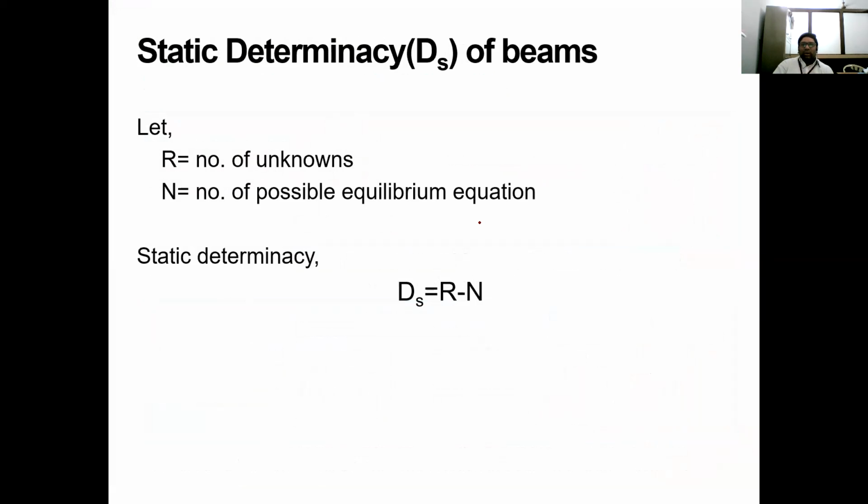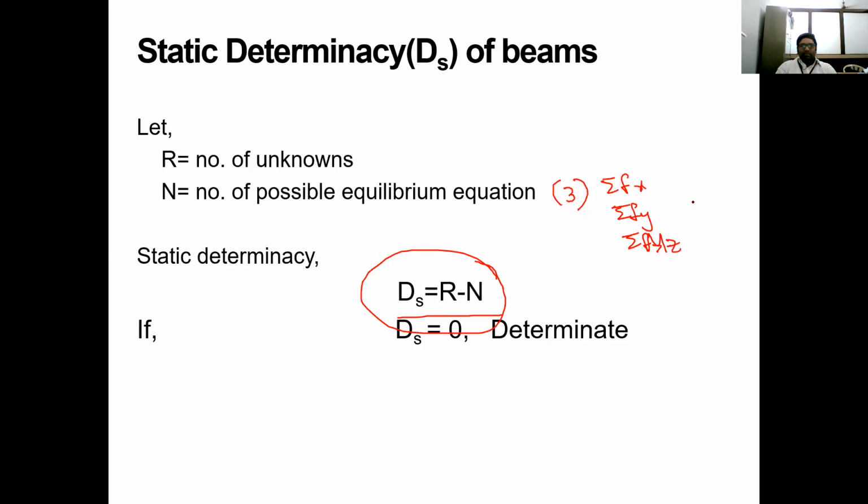So as we have already seen, degree of static indeterminacy is given by the equation R minus N, that is number of unknown reactions minus number of equations of equilibrium, and this is always 3: sigma Fx, sigma Fy, and sigma Mz. If Ds is equal to 0, then it is considered to be determinate. If Ds is greater than or equal to 1, that is degree of static indeterminacy, then it is called an indeterminate structure.